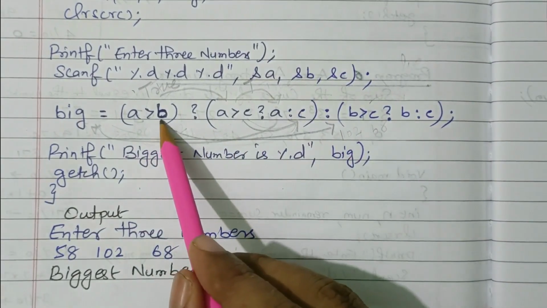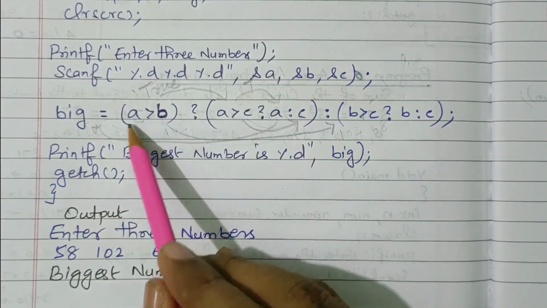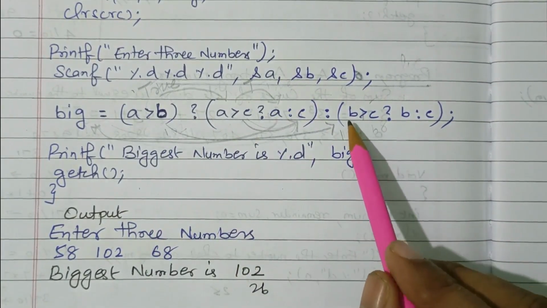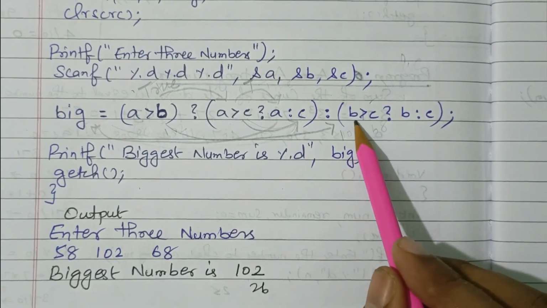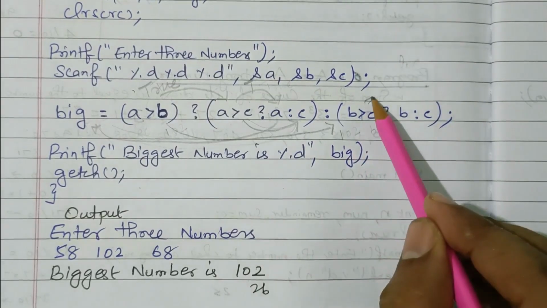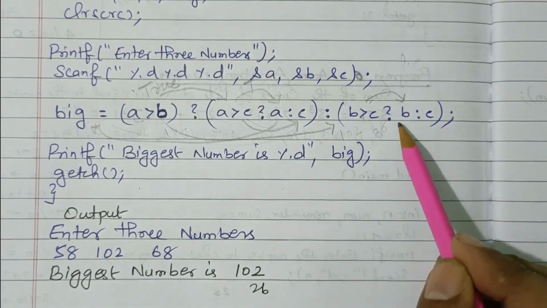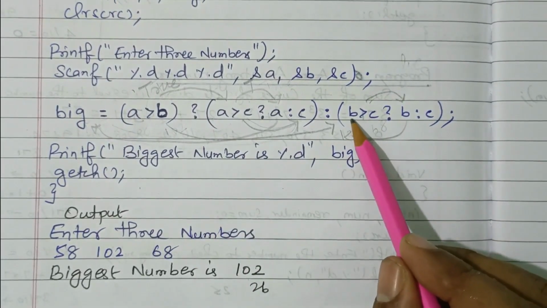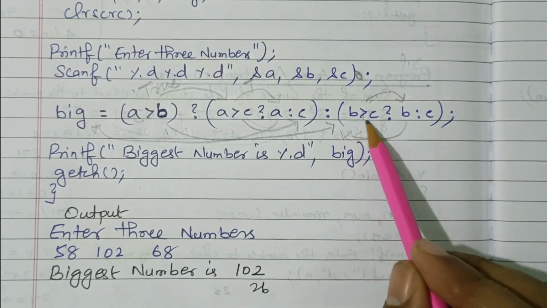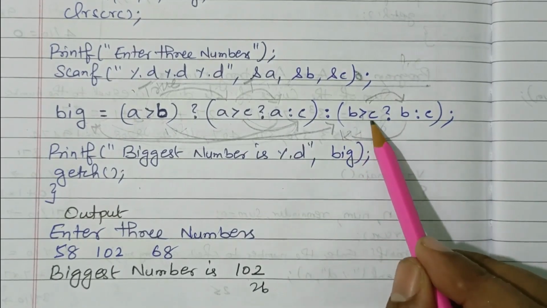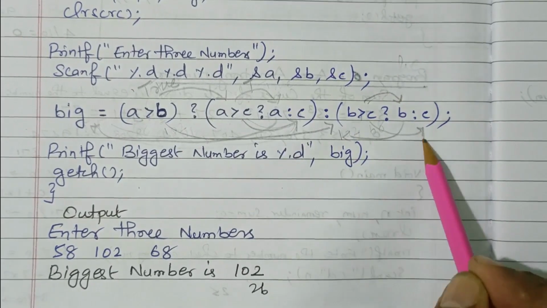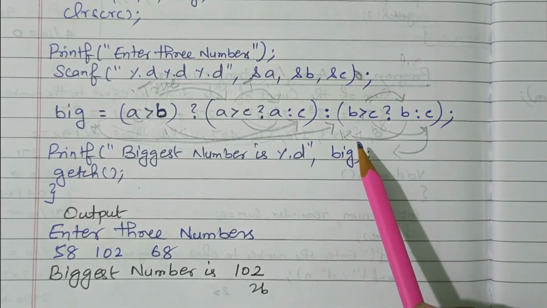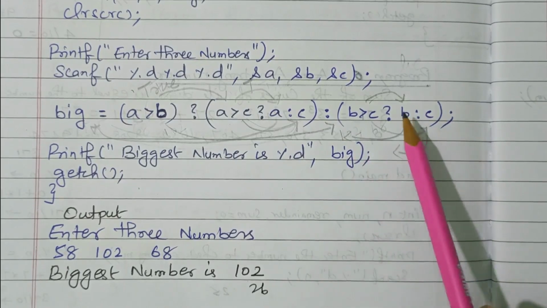What is the meaning? B is bigger than A. But B should be verified with C, right? Because we need to check three numbers. Suppose this value is true, then it will go to statement 1, B. B will be stored in big. What is the meaning? B is greater, C is lesser. If it is false, what is the meaning? C is greater. It will go to this statement and C will be stored in the variable big, right? So we verified all the conditions.